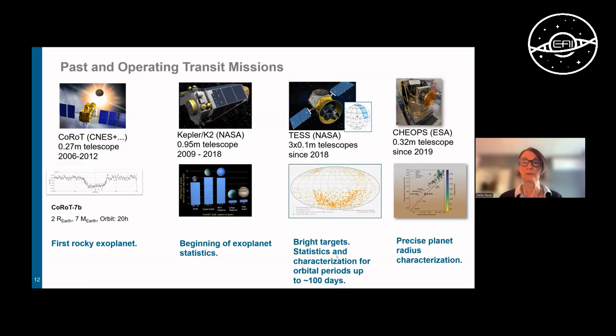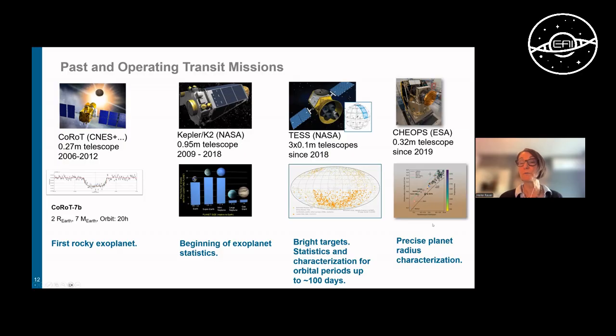TESS is observing brighter stars. The TESS mission is still in operation, and it's performing target statistics on bright stars, which are sufficient for characterization. But TESS is scanning the whole sky, so really large numbers of target stars, and therefore focuses on planets with orbital periods up to 100 days only. It doesn't cover the habitable zone of a solar-like star.